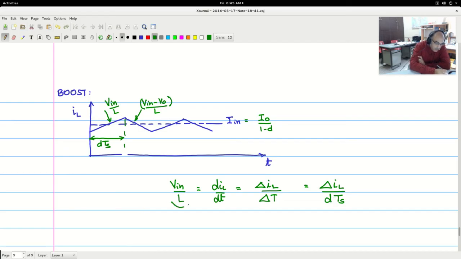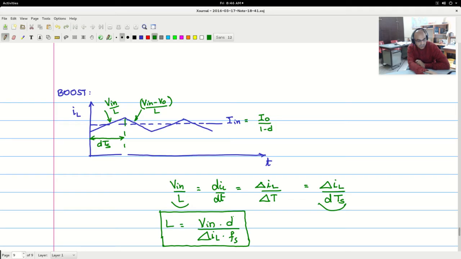Now these two parts we can combine together, and we have L, which is Vn into D divided by delta IL Fs. Ts has been put as 1 by Fs. This would be the value of the inductance, and you can calculate the L max using the maximum value of D, D max. How to find D max?